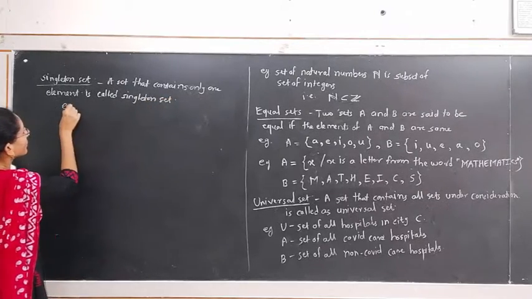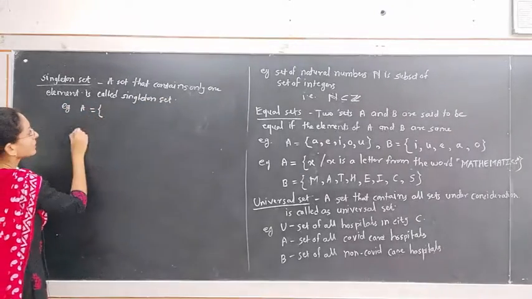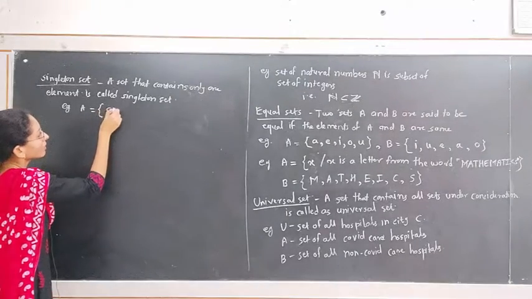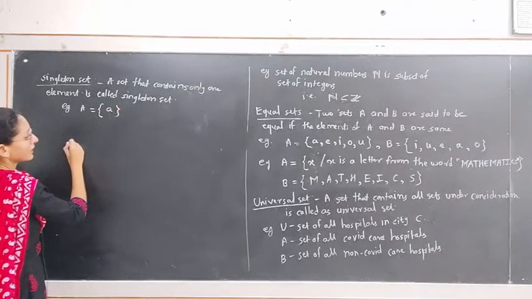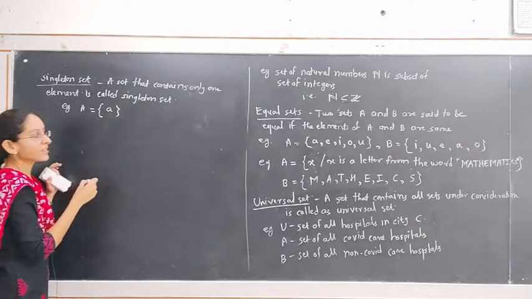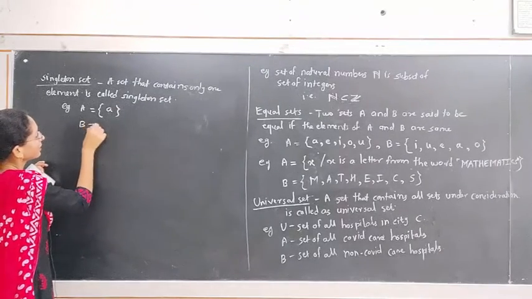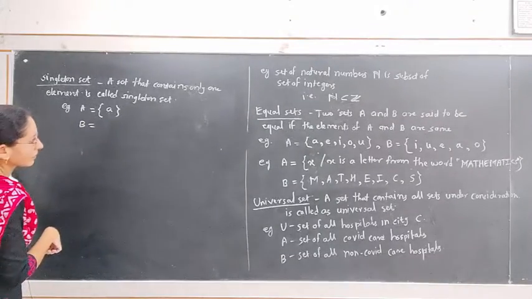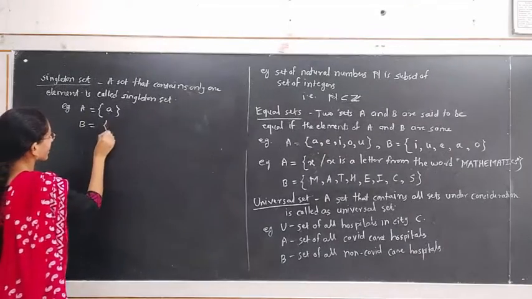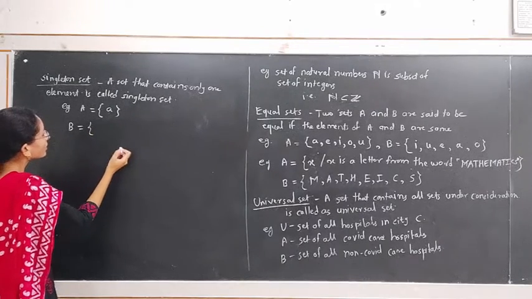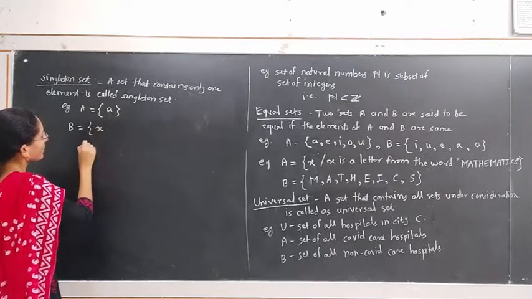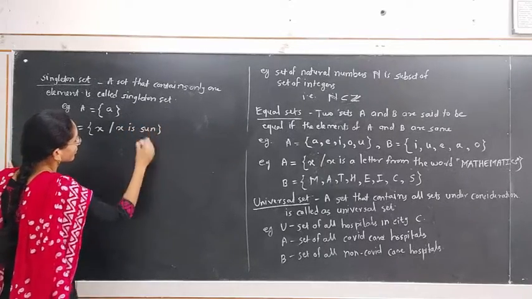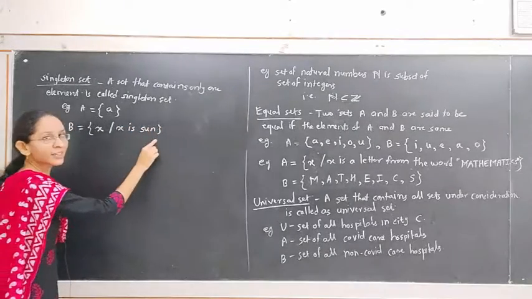For example, set A is equal to this set. A is the singleton set. Set B is equal to the set of element x where x is sun. This is also a singleton set.